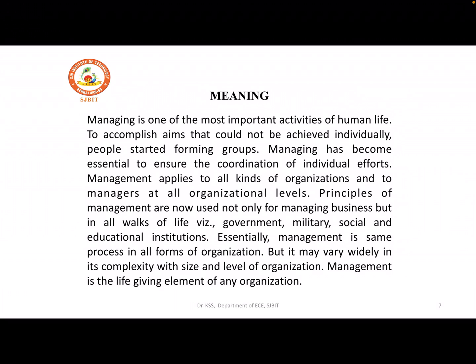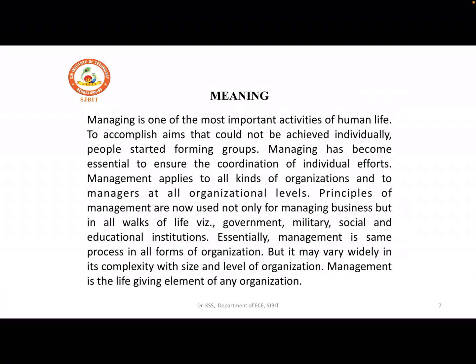So we saw the definitions. Now let us see the meaning of management. Managing is one of the most important activities of human life. To accomplish aims that could not be achieved individually, people started forming groups. When you cannot achieve any target individually, human beings started making groups.